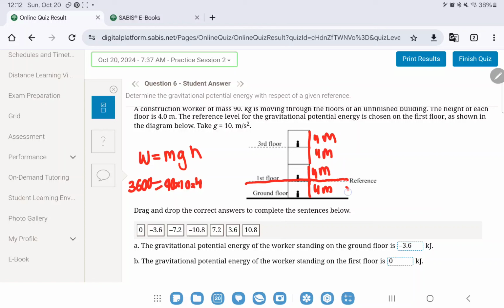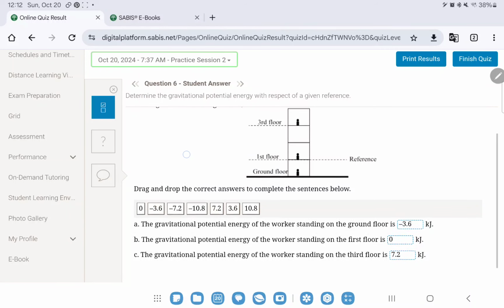We said that's negative because he's under the reference, and you want it in kilojoules, so it's 3.6. So negative 3.6. The gravitational potential energy of the worker standing on the first floor: if he's on the first floor, and the first floor is the reference, it's going to be 0. You don't do anything. The reference level is always 0 for the gravitational potential energy. Now let's see the next two parts, what they want.